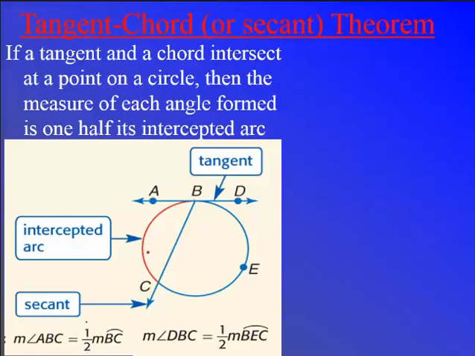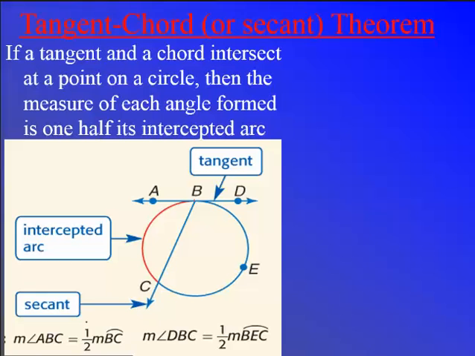So whatever its measure is, we're going to take half of that, and that's going to be the measure of this angle. So if this arc was 100, then angle ABC would be 50. If this arc was 60, then the angle of ABC would be 30, and so on. And same thing over here. Arc BEC is the intercepted arc of angle DBC. So this angle here is going to be half of the measure of this arc.